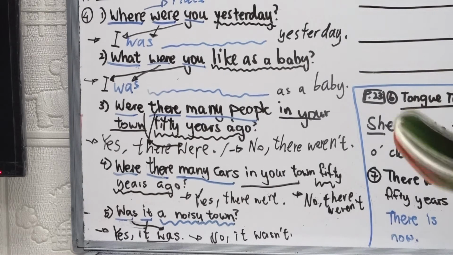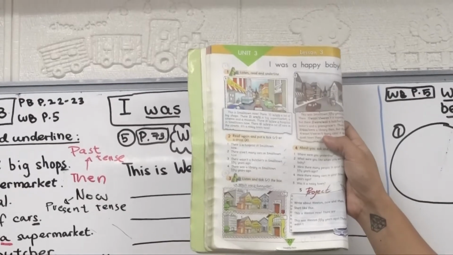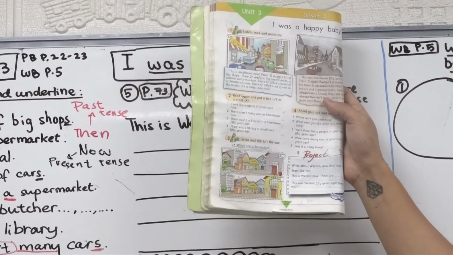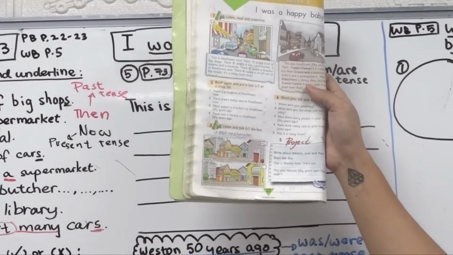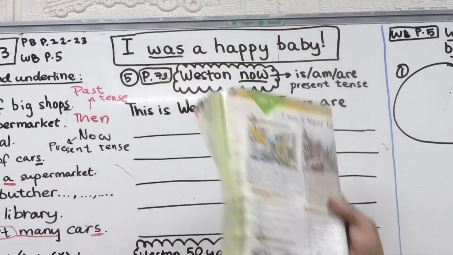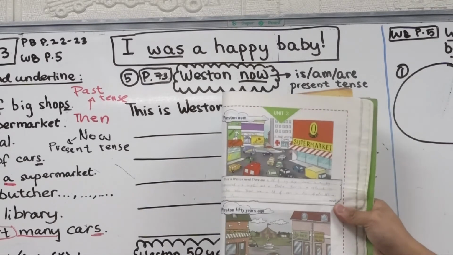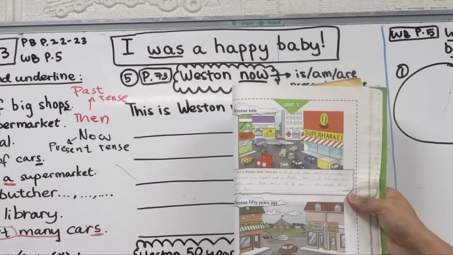All right, so for part 5, right, we have a project. So we will write about Weston, about now and then. So now is present tense and then is past tense. So again, 50 years ago. Where do we do this? We have to turn our book to page 73, okay? Turn your book to page 73. So on page 73, we will do this one, right? Same one here. Okay? Page 73 should be this one.